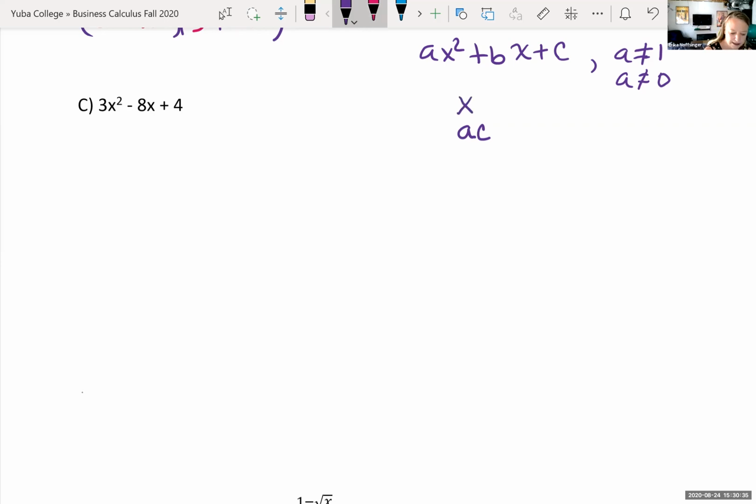So in our case, our a value is 3 and our c value is 4. If we multiply those together, 3 times 4 is 12. So kind of the same idea. We're trying to find 2 numbers that multiply to give us 12, but in this case, add to give us our b value. And if I look over here, my b value is negative 8. Okay, so what multiplies to 12, positive 12, and adds to a negative 8?